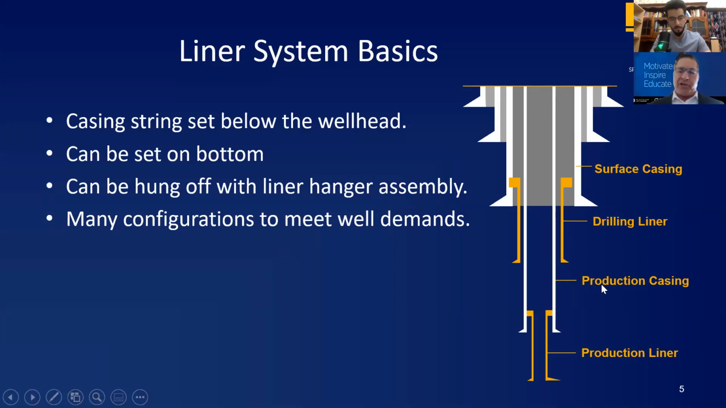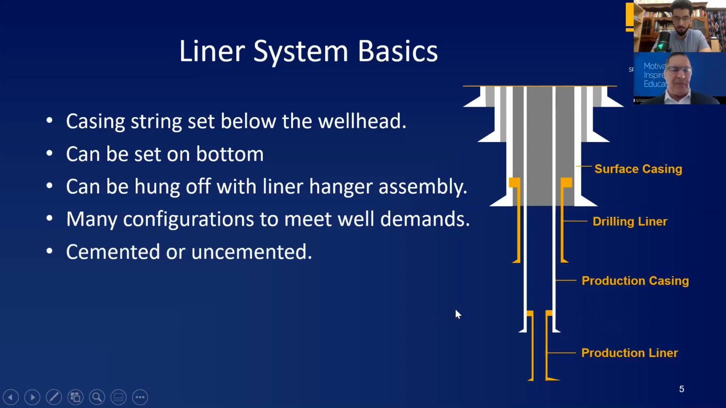Now for production casing, you can run a production liner, basically an extension of the production casing to isolate the reservoir you're intending to produce from. And again, you can always tie this back to surface based on your well construction design.